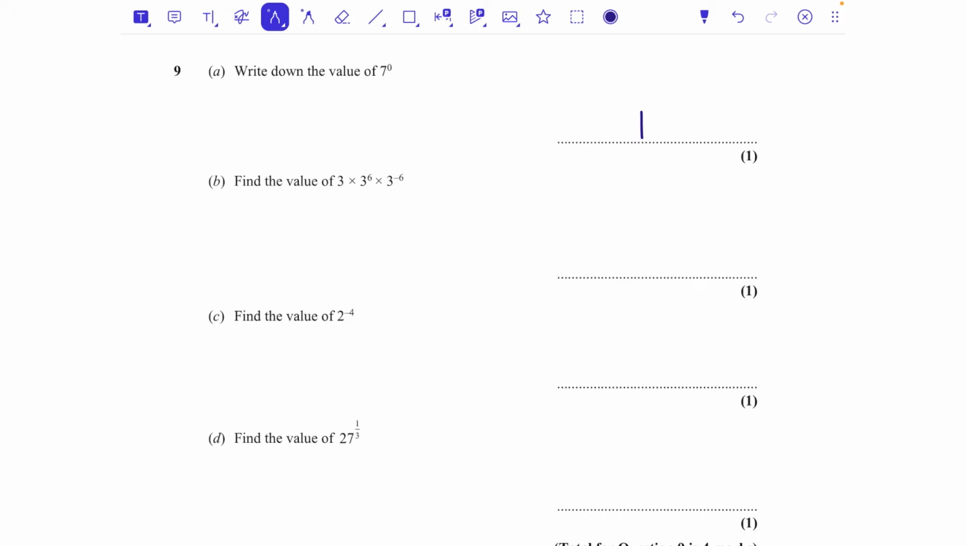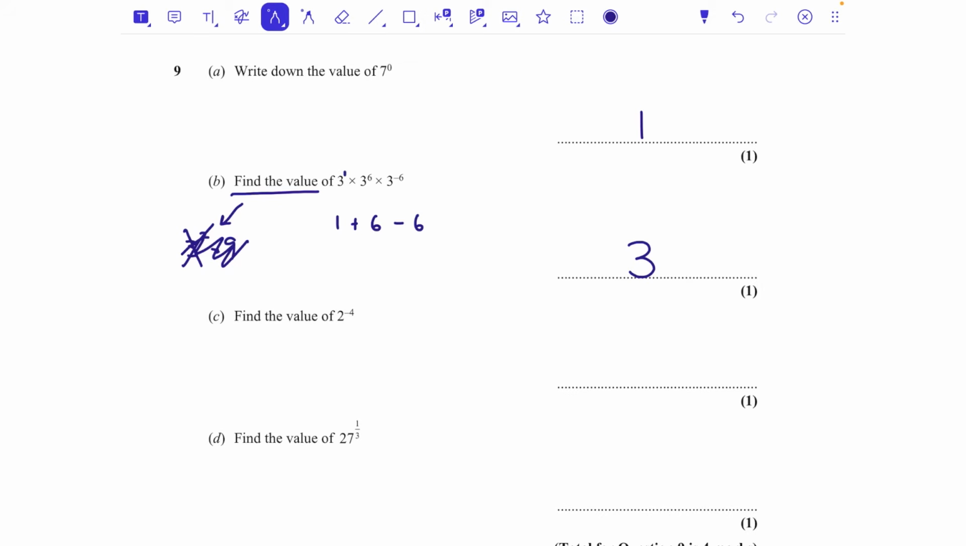Find the value of 3 times 3 to the power of 6 times 3 to the power of minus 6. When we times, we add the powers. A 3 on its own is the same as 3 to the power of 1. So I'm doing 1, add 6, take away 6. And that's going to be 1. So there we go. All together, it's just 3 to the power of 1, but we wouldn't bother writing 3 to the power of 1. We would just write 3. Really important when it says find the value. If the answer had ended up being 3 squared, we would want to write 9 as the answer. Find the value means what is the actual numerical answer.